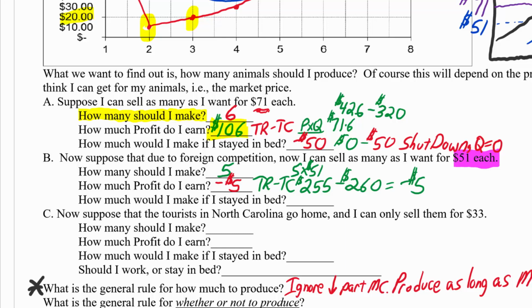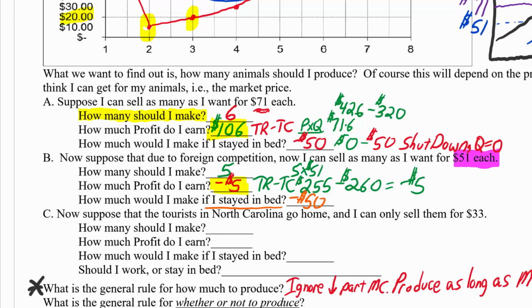Because what's their other option today, really? Since they have their rent they have to pay, they have their money tied up in their tools and all those things, their other option really is to stay in bed and produce zero, and in that case, they'd lose $50. So which would you rather do? Lose $50 today or lose $5 today? Their best choice is to lose this $5 today. Now, they're not going to do that forever, but that's the best choice they could do today.